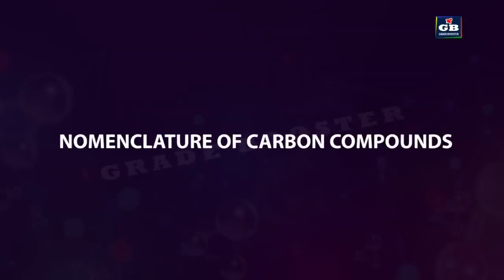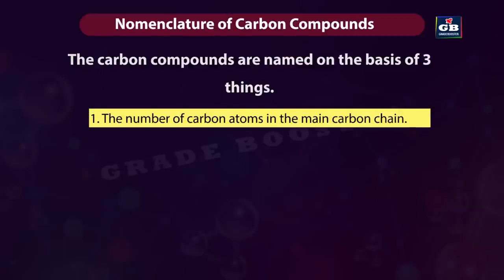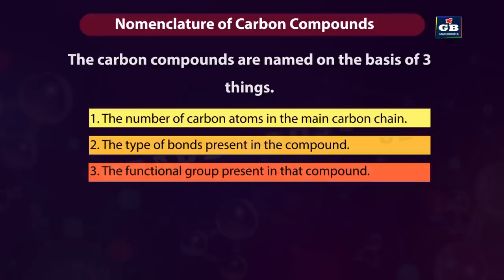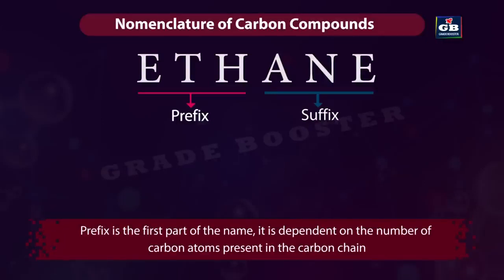Nomenclature of carbon compounds. The carbon compounds are named on the basis of three things. 1. The number of carbon atoms in the main carbon chain. 2. The type of bonds present in the compound, that means single, double or triple bonds. 3. The functional group present in that compound. The name of a carbon compound is made up of two parts, a prefix and a suffix. Prefix is the first part of the name. It is dependent on the number of carbon atoms present in the carbon chain.